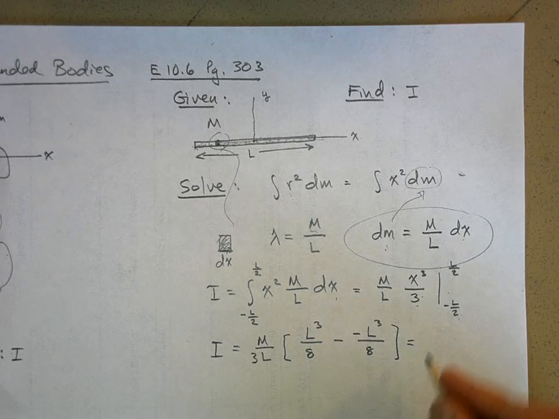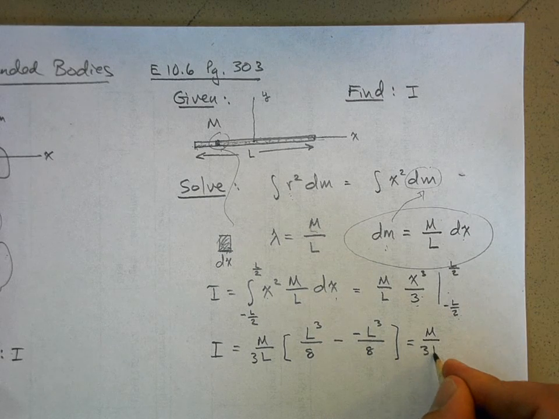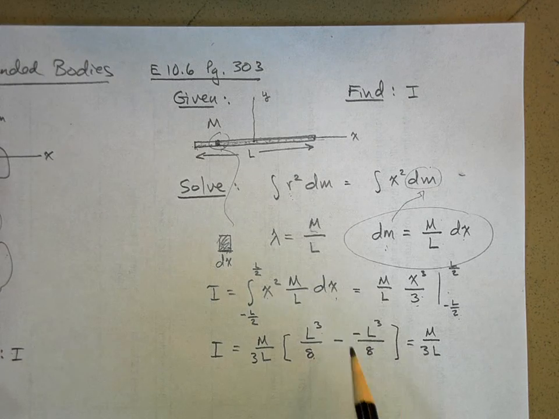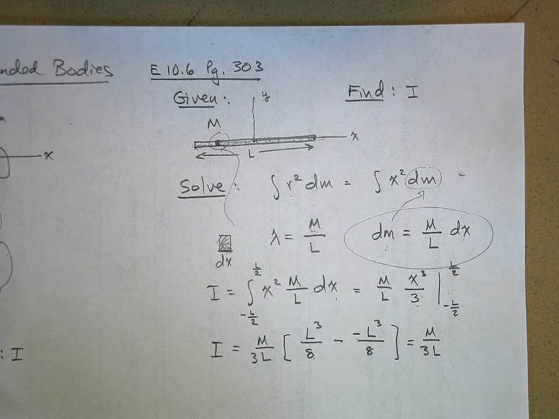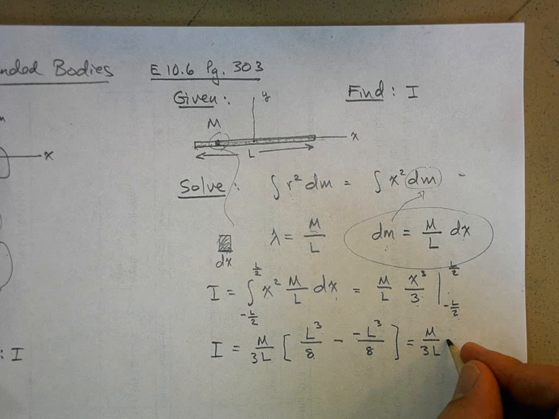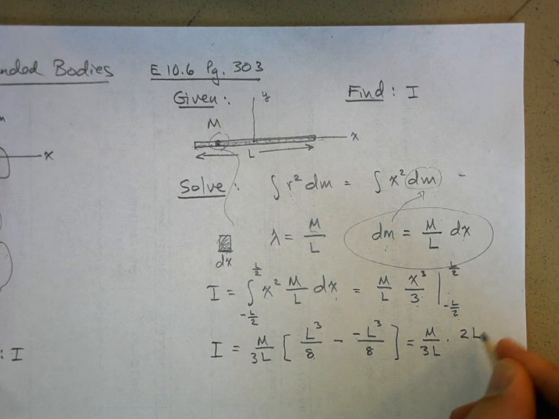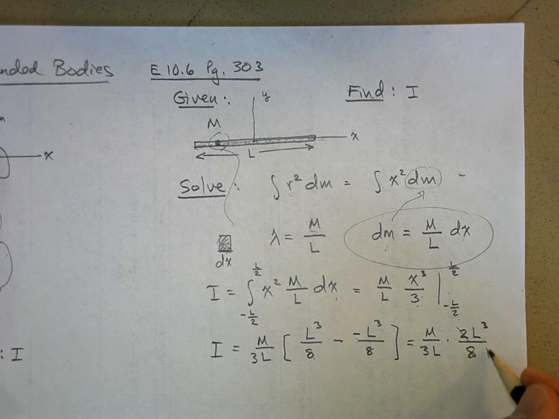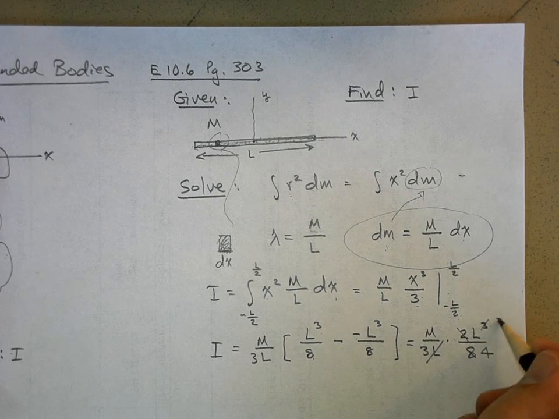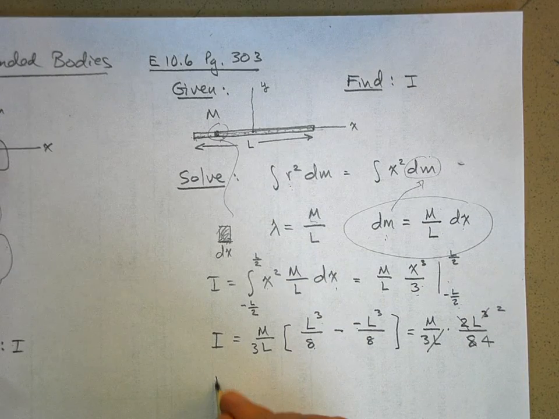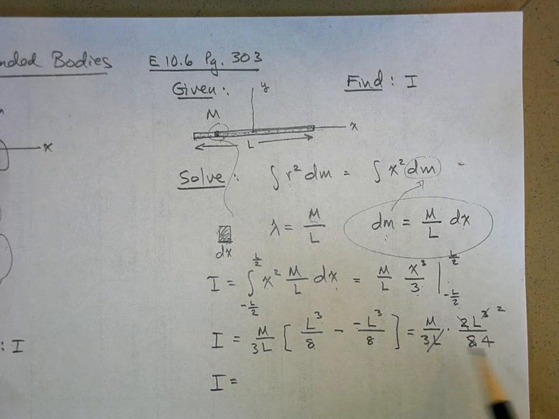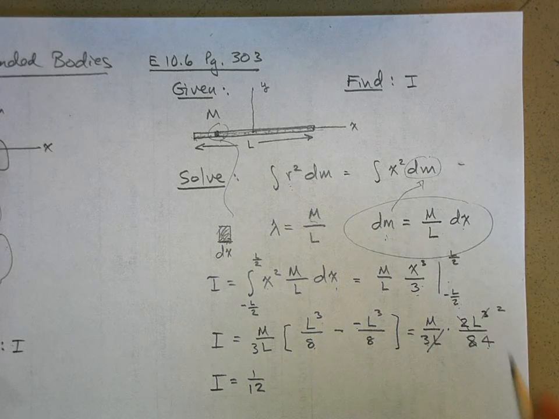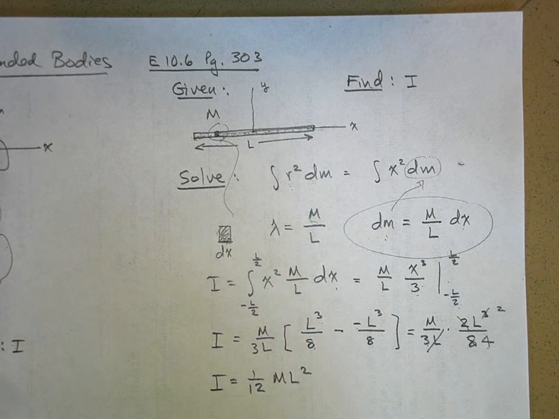And so this is m over 3L. Now what is L cubed minus negative L cubed, all over 8? So this is times 2L cubed over 8. So this becomes a 4. This cancels, that becomes a square. And we get our answer. I is equal to, well, 3 times 4 is 12. So we have 1/12 mL squared. And that's my answer.